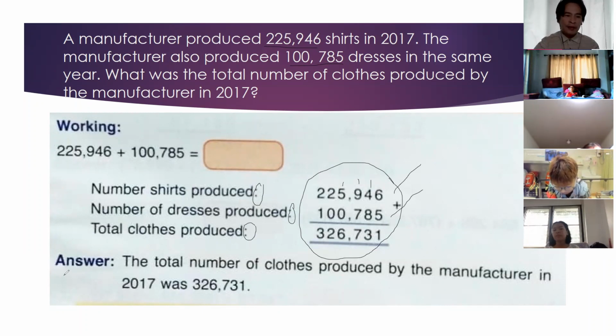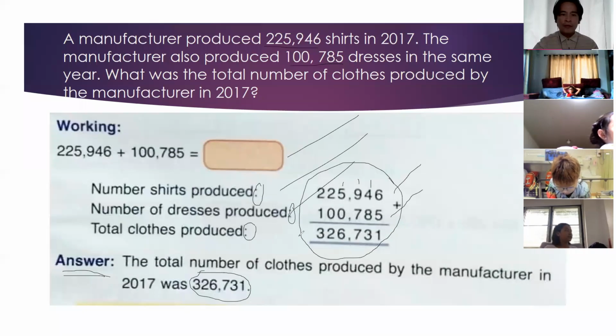And then you have to write the final answer. The total number of clothes produced by the manufacturer in 2017 was 326,731. So if you write this completely, 1, 2, 3, 4, and 5, in your test or in your quiz, you'll get 5 points.